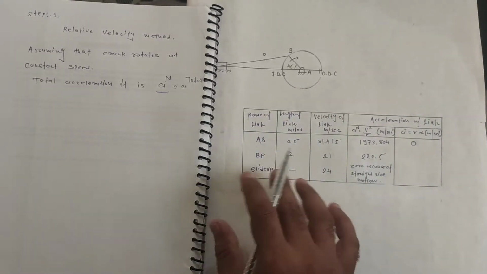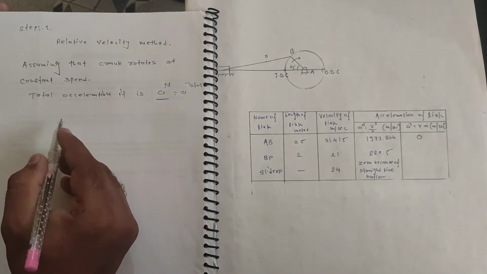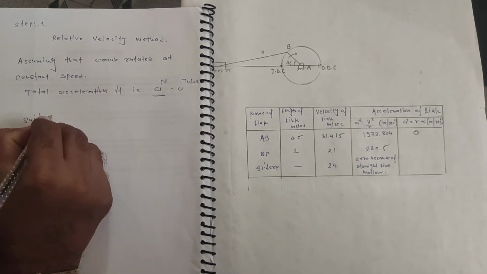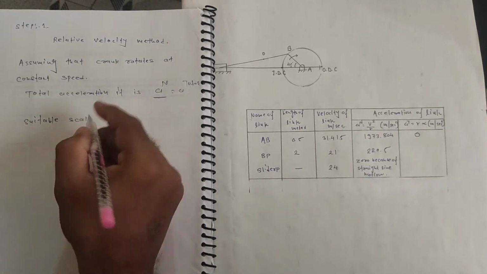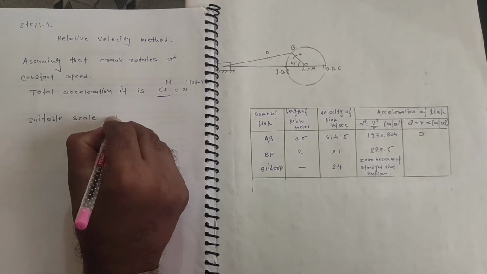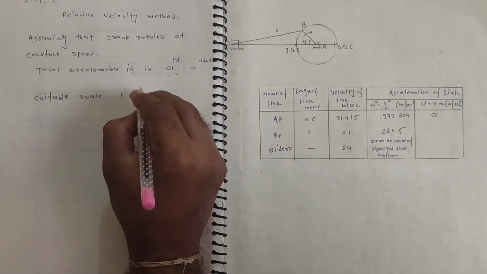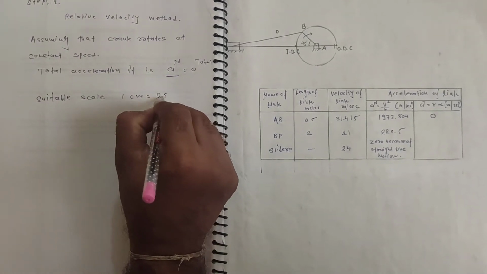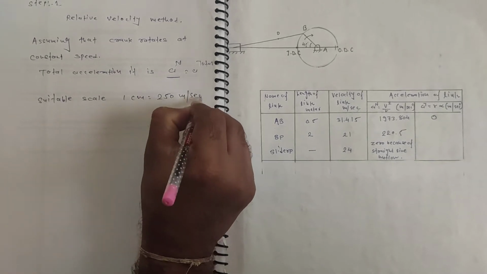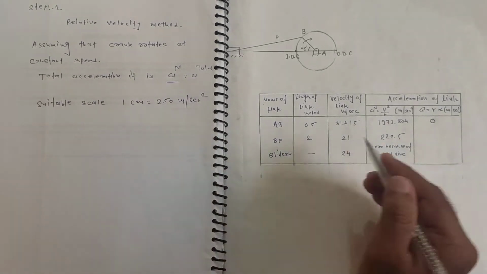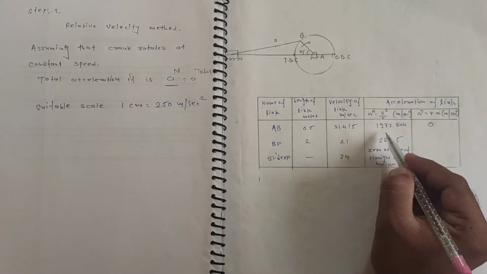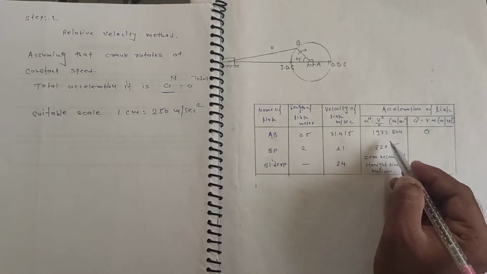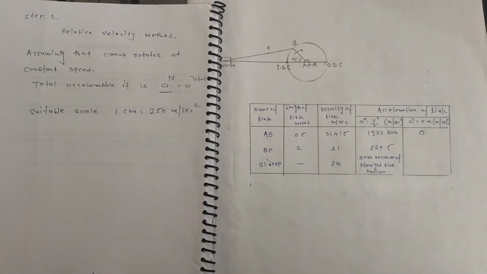For starting this diagram, first we have to consider a suitable scale. That suitable scale that we have to consider is 1 centimeter equal to nearby, we can say, 250 meter per second square. Why do we have to consider this one so large? Because we can see over here this is 1973.804 meter per second square. It may be represented in a scale, but it would be very large. So this is the way we have to consider a diagram.